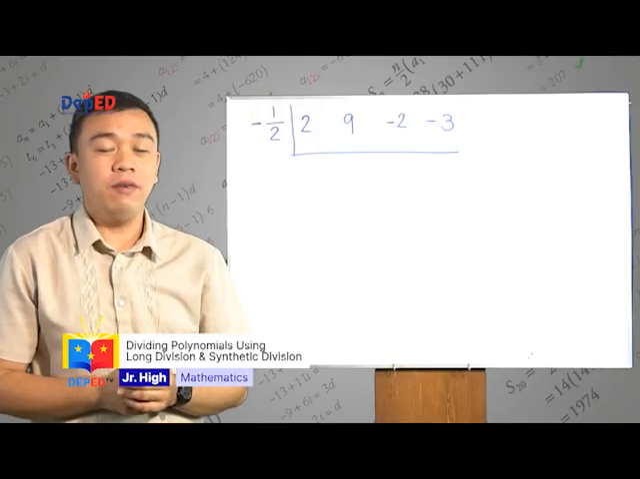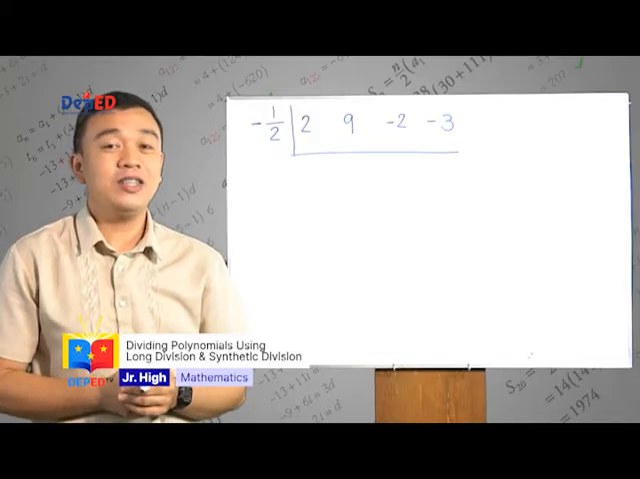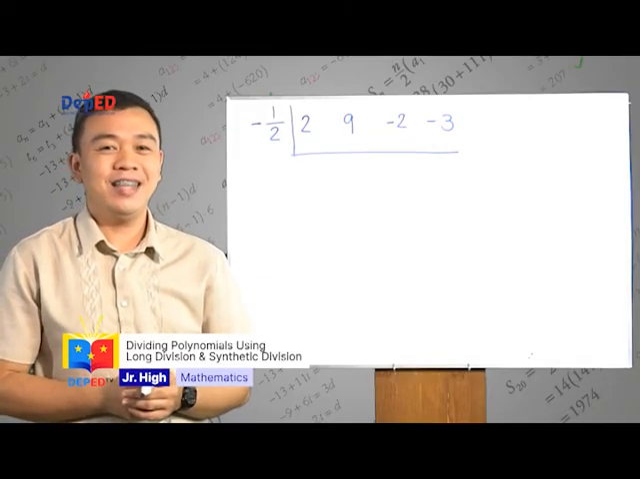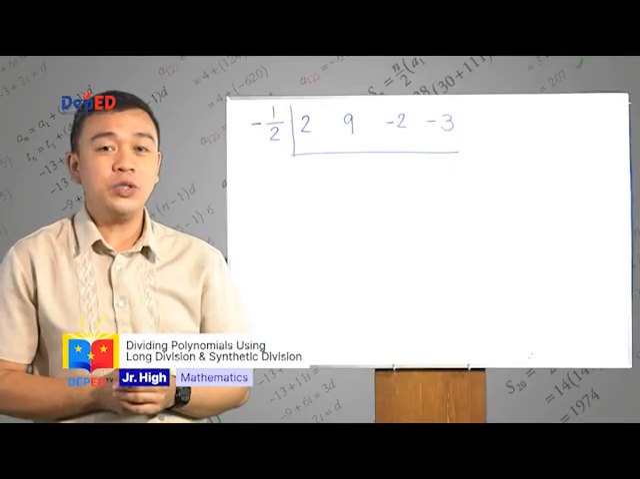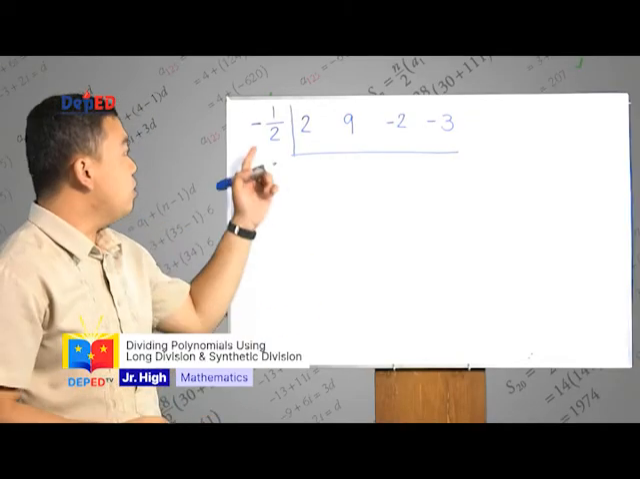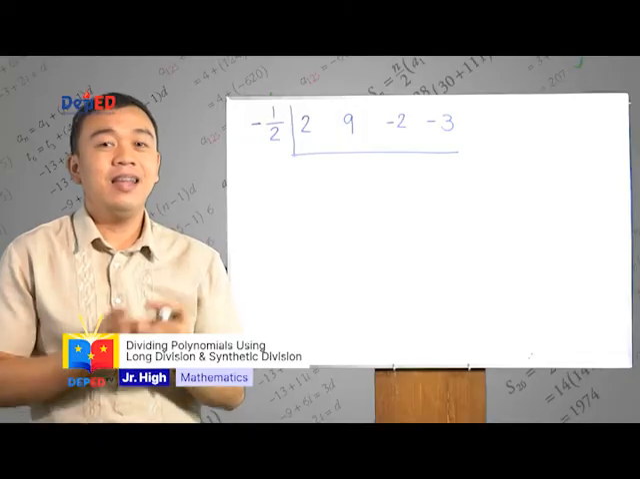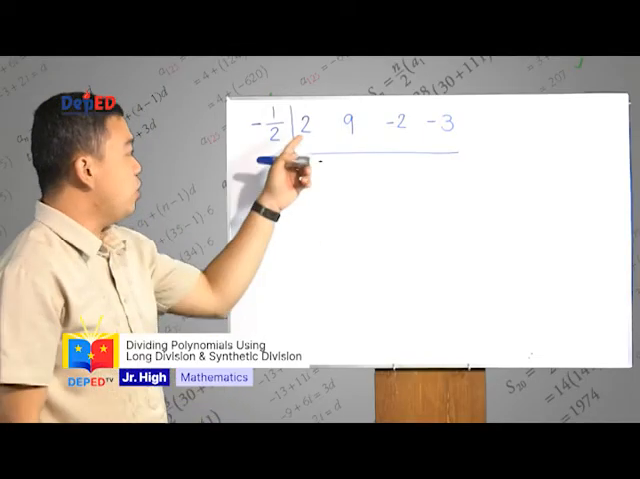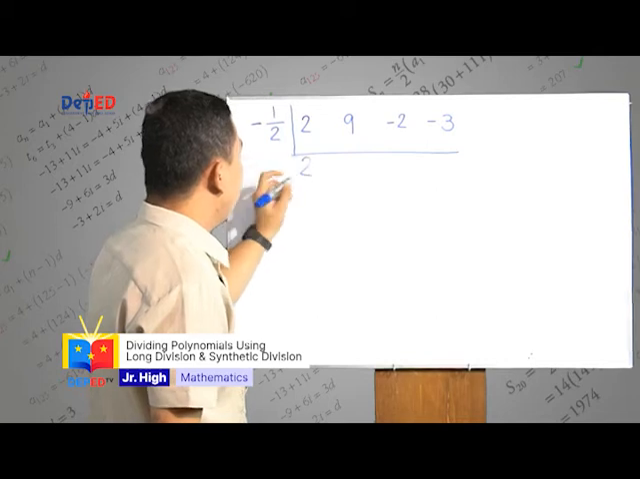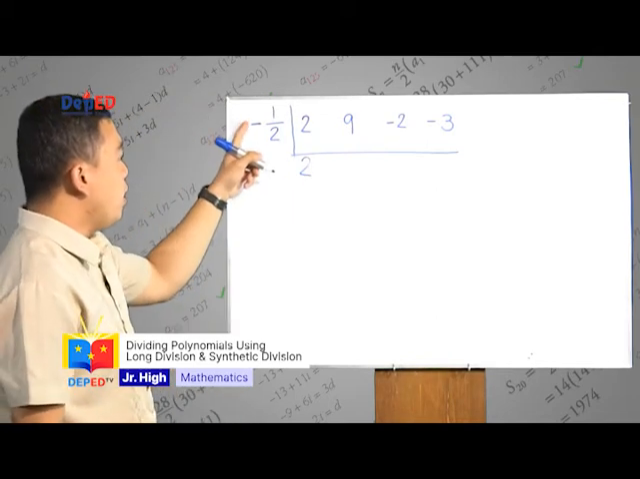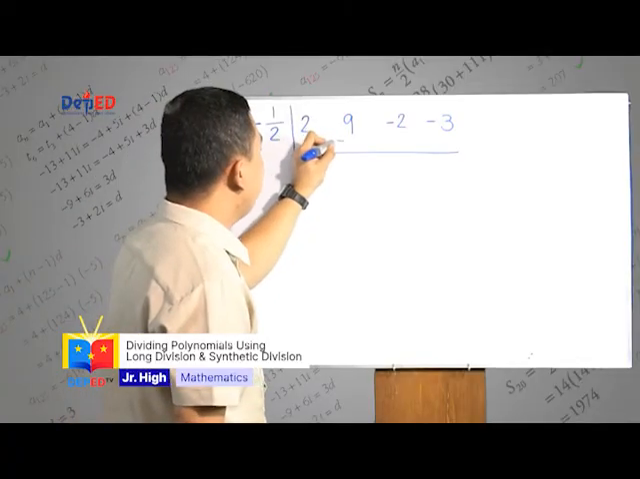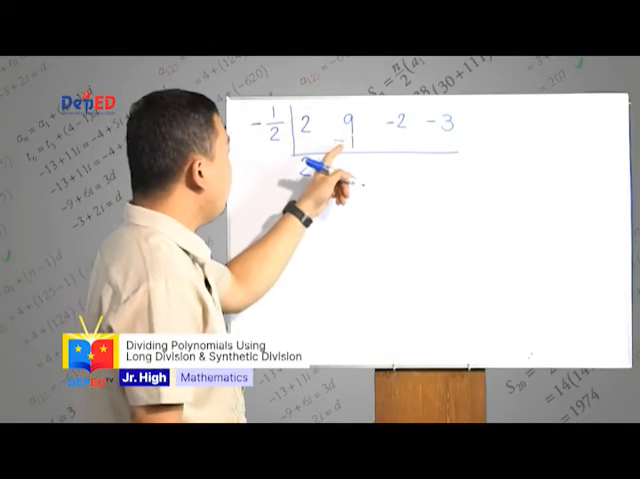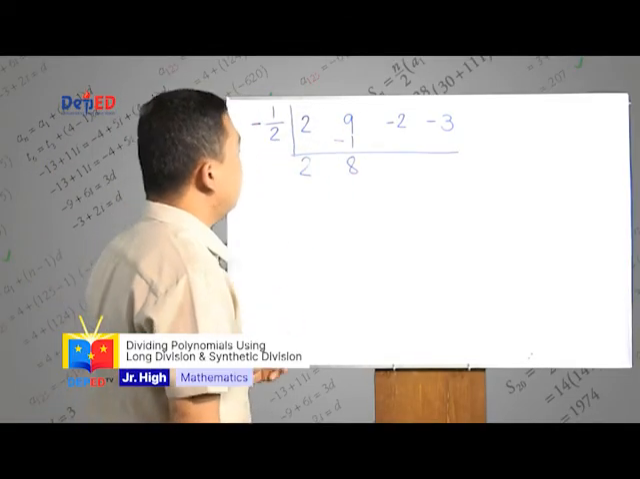First, let's write the coefficients of the polynomial. That's 2, 9, negative 2, and negative 3. The divisor is x plus 1 half, so we will use a is equal to negative 1 half. Next, perform synthetic division. Let us first bring down the first term, which is 2. Then we will multiply 2 by negative 1 half, so that's negative 1. Then add these terms, 9 plus negative 1 will give us positive 8.